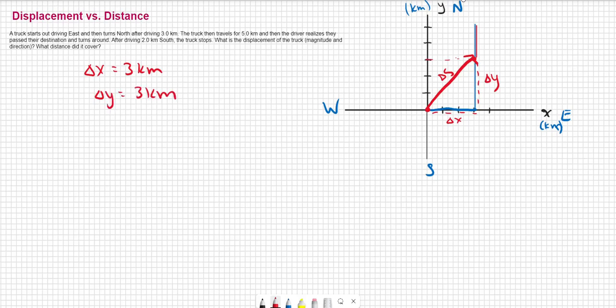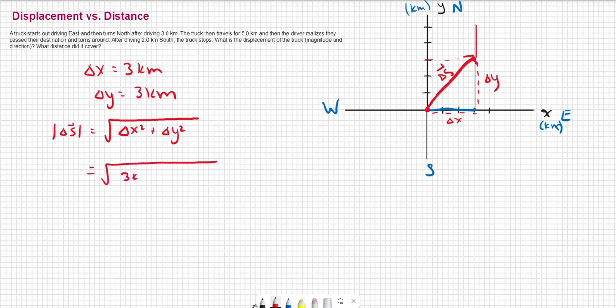And to find the magnitude, delta s, which is a vector, we want to find the magnitude of this vector. All we have to do is say the magnitude of delta s is going to be the square root of delta x squared plus delta y squared. So let's go ahead and plug in our values. That's just going to be 3 kilometers squared plus 3 kilometers squared.